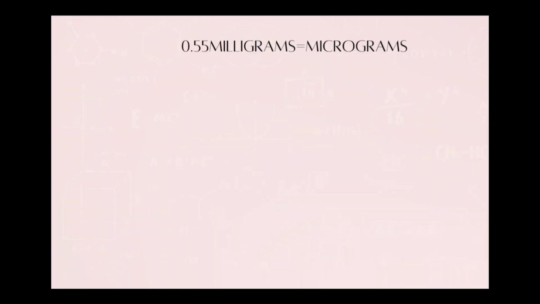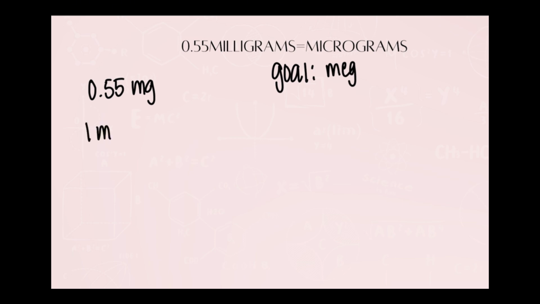0.55 milligrams equals how many micrograms? Again, I'll find the goal, which is micrograms. So my puzzle pieces are 0.55 milligrams and then my conversion. So I know that 1 milligram equals 1,000 micrograms. So I always start with what I'm looking for. It'll be the first puzzle piece and it'll be on the top. So I'll put my 1,000 on the top and it's going to go first.